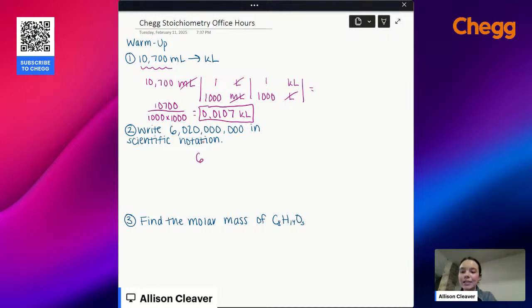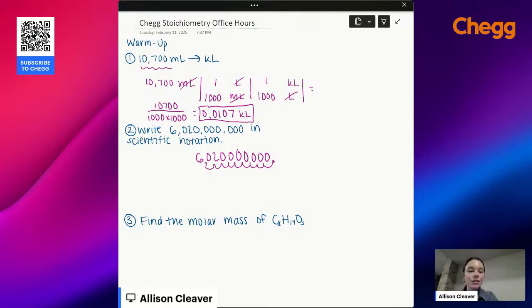So the best way that I like to do that is if I have my number, I start where the decimal point would be if there's not a decimal point already, and I move it to where there's just one non-zero number before my decimal point. So one non-zero number to the left of my decimal point.